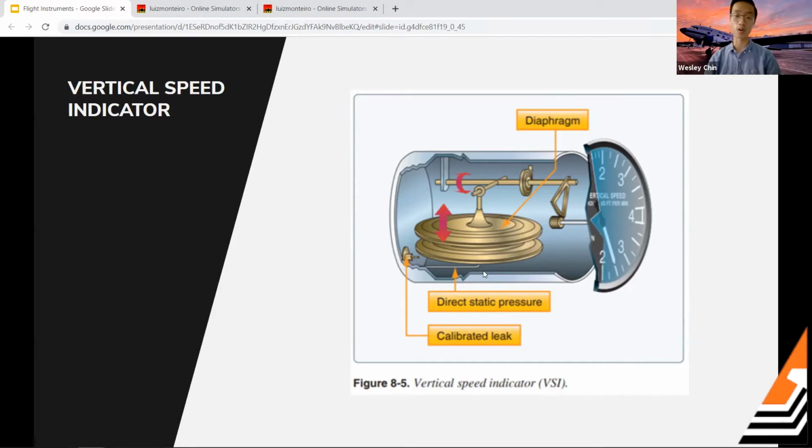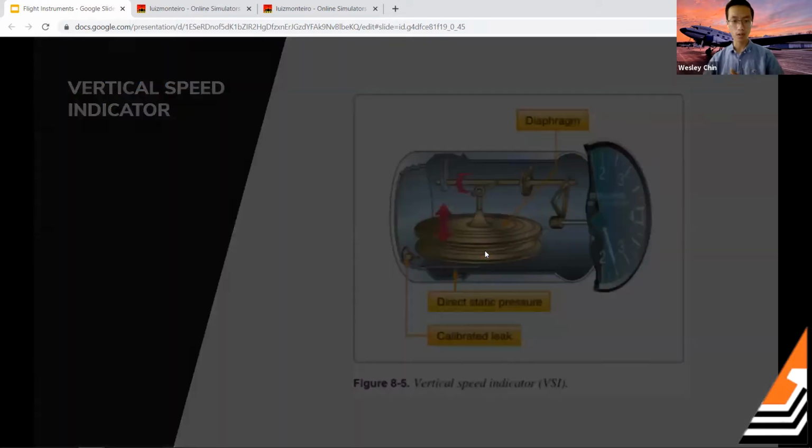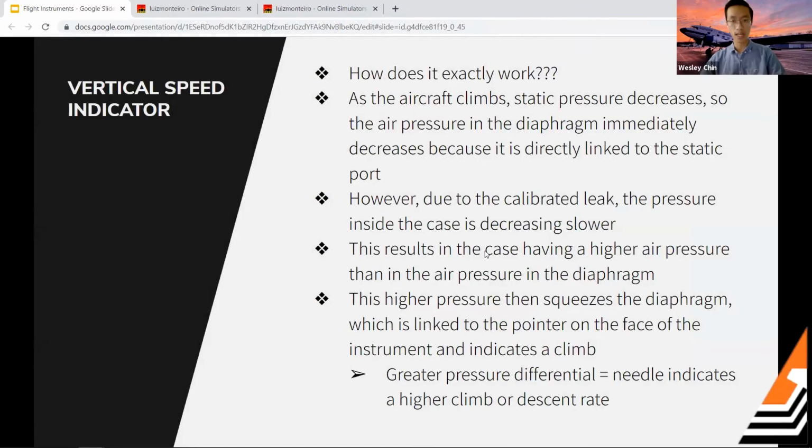So that little tiny hole will cause the pressure here to change slower compared to the diaphragm, where it's more immediate. So if we apply this to a scenario, let's say we're putting the airplane in a climb, right? We're gaining altitude. As we climb, we know that our atmospheric pressure will decrease. So static pressure is decreasing. Since the diaphragm is directly linked to your static port, that means that the air pressure in the diaphragm will immediately decrease.